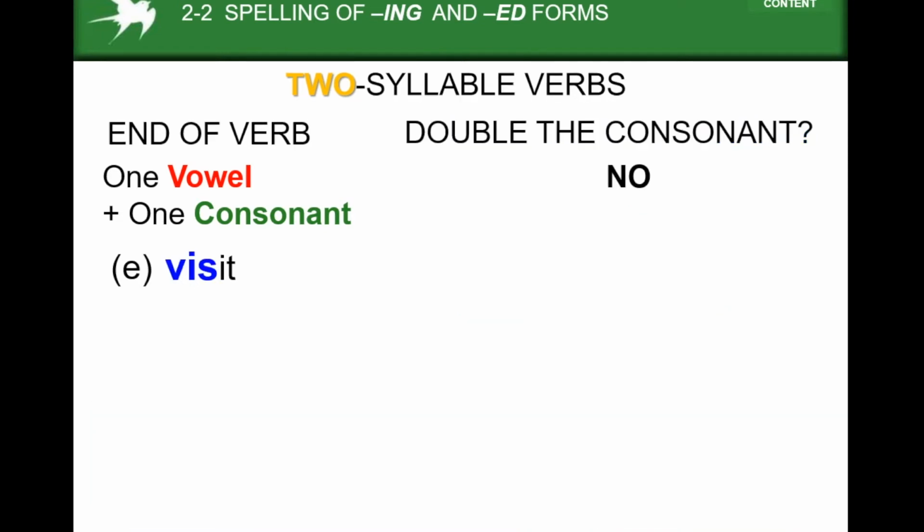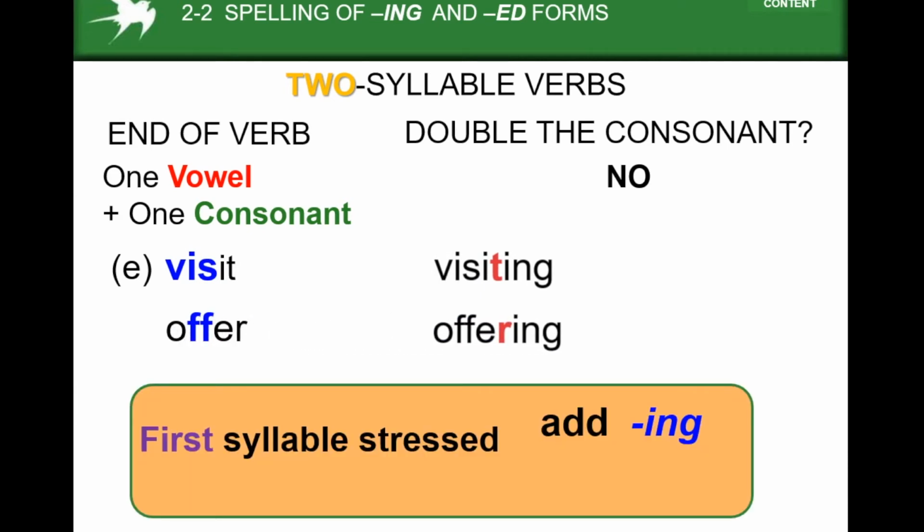Some other words such as visit and offer. These words end in one vowel and one consonant, but they are stressed on the first syllable. Therefore, we simply add ing and ed.